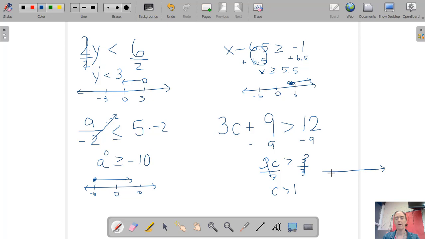To graph that one, here's my 0, here's -1, here's a 1. This is going to be an open circle because it's just a greater than, because 1 can't be in here. 1 is not greater than itself. Then I'm going to substitute in, so if I put in -2, is -2 greater than 1? No. So I can't go towards -2, it has to go the other way. You could also put in, say, 4. Is 4 greater than 1? Yes. So I'm going to point towards 4.